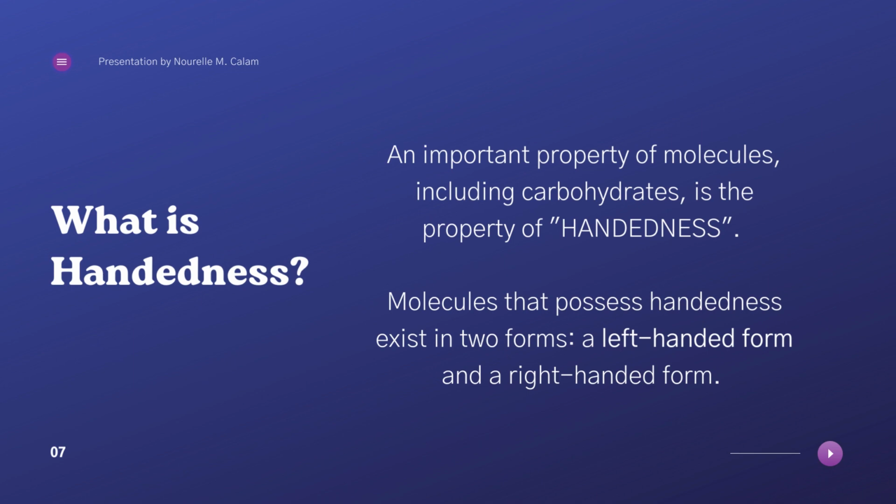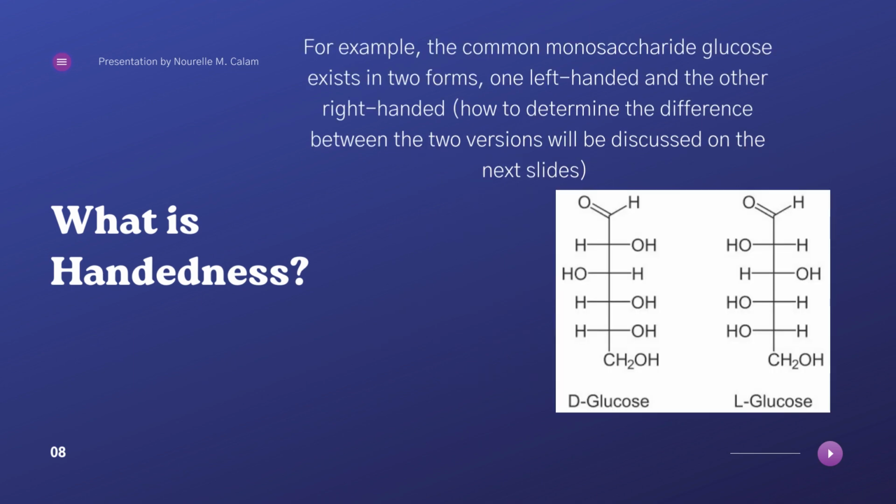So we have a left hand and we have a right hand. So molecules also exist in nature possessing this character in them. They exist as having two forms, a left-handed form and a right-handed form. Now, for example, for you to be able to visualize what I'm trying to say, for example, we have here the common monosaccharide glucose.